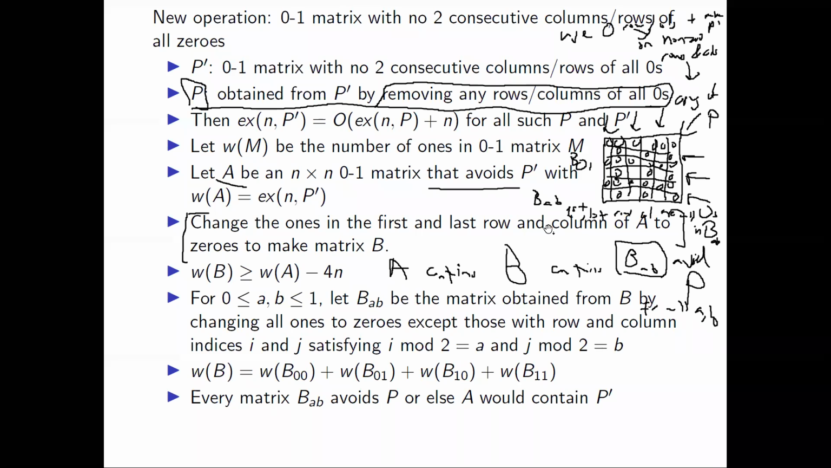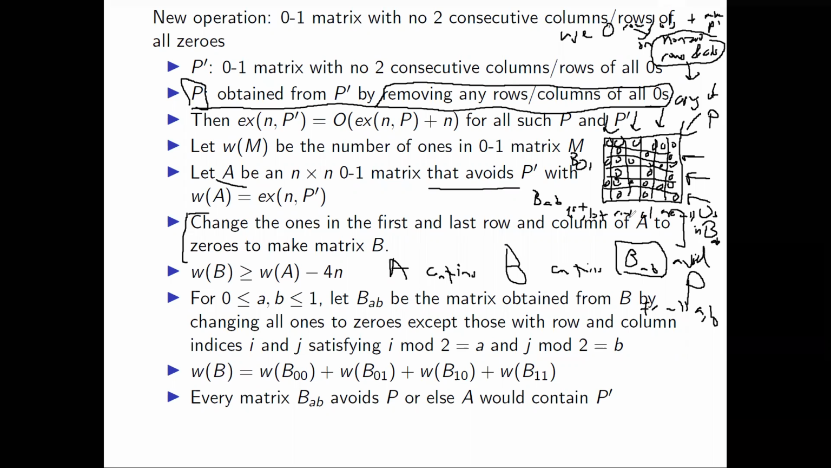All zeros in both B and BAB. So that gives us our copy of P prime by using both the rows and columns of zeros between the non-zero rows and columns in B sub AB. So that's why we chose to zero out every other column and every other row. That gives us a guaranteed empty row and empty column that we can use to form a copy of P prime between all of the non-empty rows and columns.